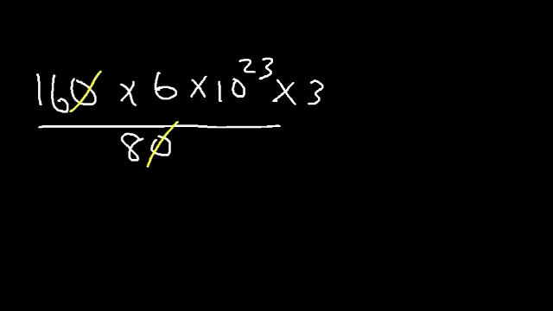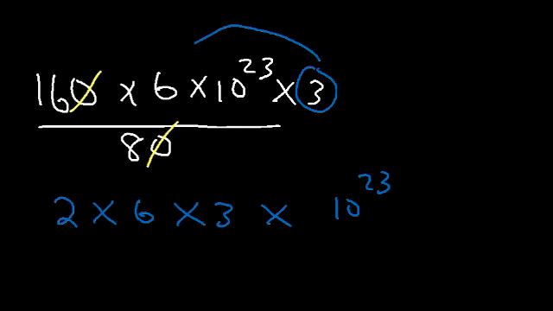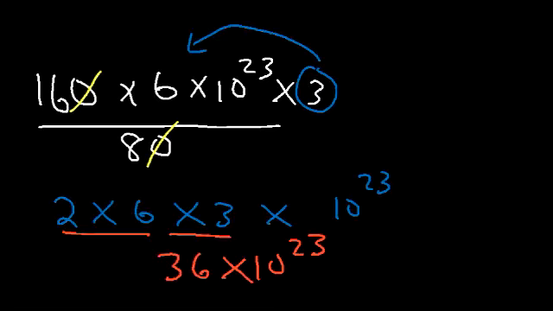So we can cancel a 0, and 16 divided by 8, that's 2. So we have 2 times 6 times 3, and then we have a 10 to the 23rd. Notice I moved the 3 to the front. So 2 times 6 is 12. 12 times 3 is 36. So we have 36 times 10 to the 23rd. And we could take this decimal, move it to the left, and so the answer is 3.6 times 10 to the 24th atoms of oxygen.